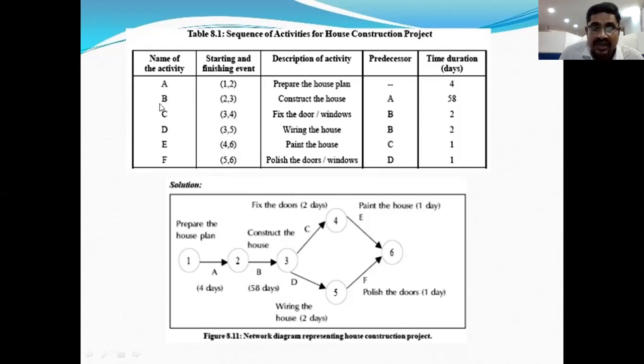Here we need to draw B after checking the preceding activity A. That means here B came from A. So A to B. Here B activity has 58 days. So for completion of B activity, we have 58 days. B activity's preceding activity is A, right?